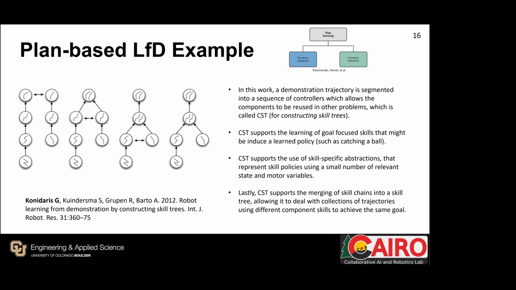And lastly, CST, as he calls it, supports the merging of skill chains into skill trees, which allows it to deal with collections of trajectories using different component skills to achieve the same goal. So in essence, it allows for a mechanism to combine all these different primitives, depending on whether they're policy-based or dynamic movement primitive-based models, and string them together to solve more sophisticated problems.